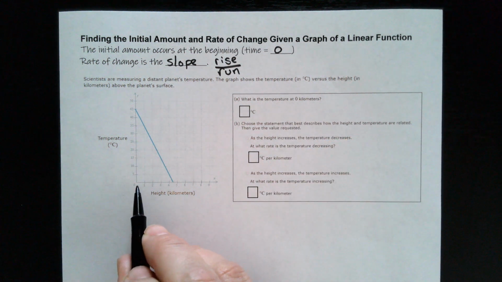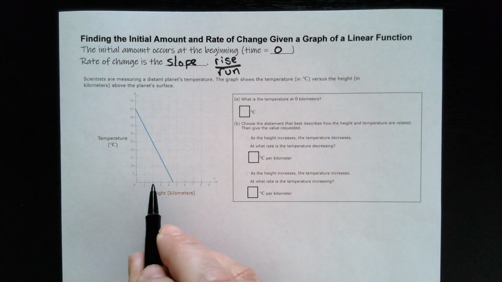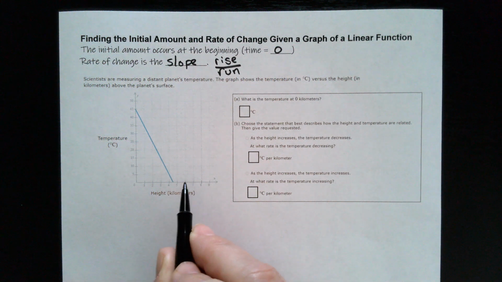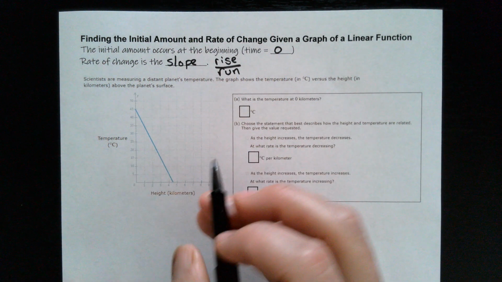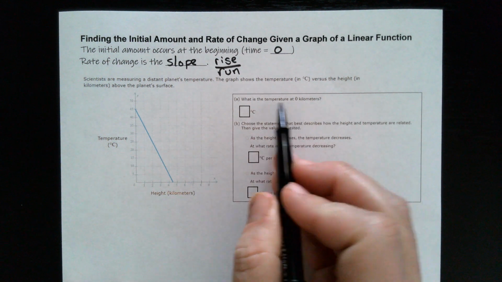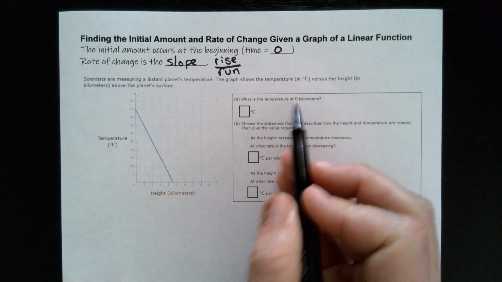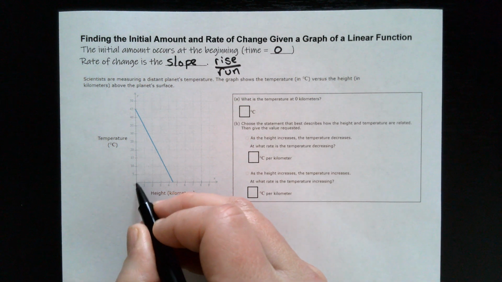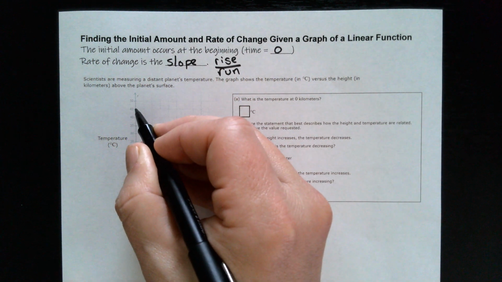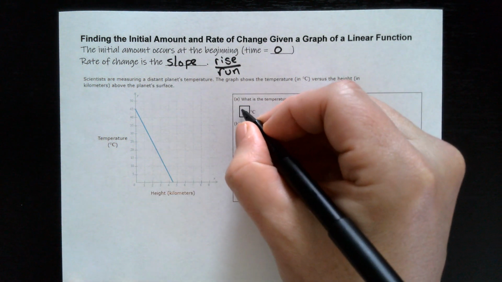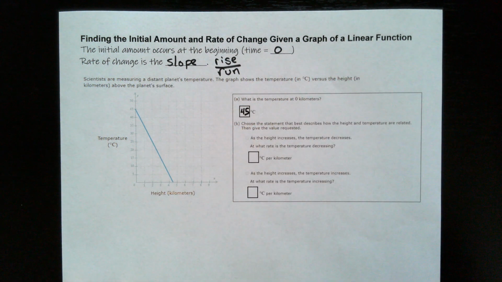Okay, so here's the height, 0 kilometers, 1 kilometer, 2. It's going up as we go, so the height's getting greater. And here's the temperature, 5, 10, 15, 20. Okay, so what is the temperature at 0 kilometers? That would be here. Height would be 0, so the temperature is 45 degrees Celsius.